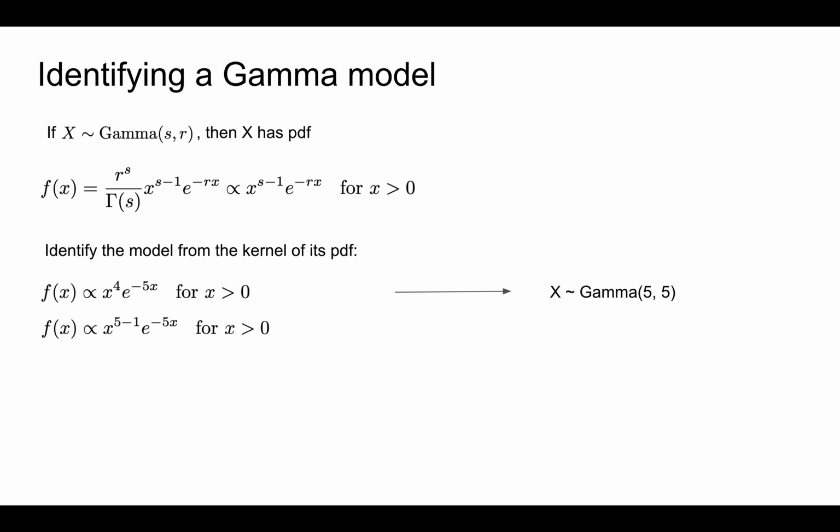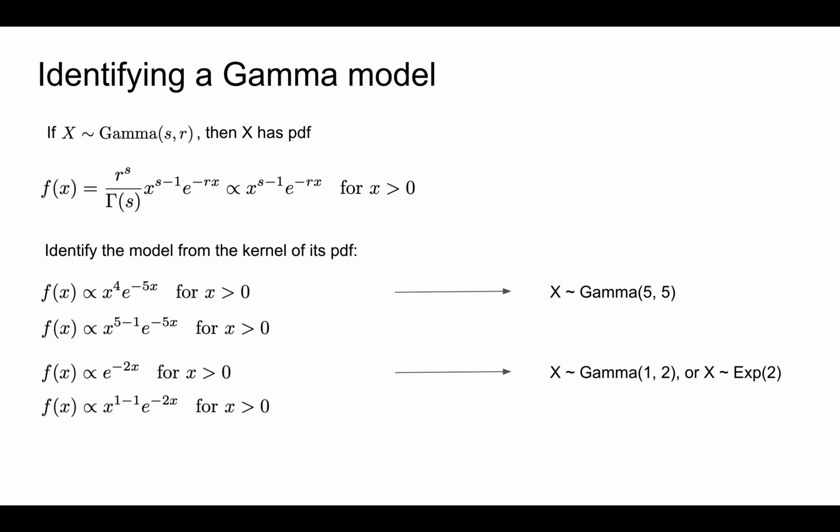The next PDF looks a little different, but it too is the product of x to some power times e to the negative x times some factor, where x must be positive. In this case, x is to the power of 0, or 1 minus 1, and x is multiplied by a factor of 2 in the exponent. Thus, x has a gamma model with parameters 1 and 2. Equivalently, since the shape parameter s equals 1 here, x is exponential with rate 2.